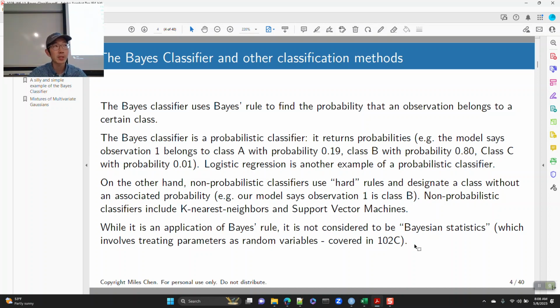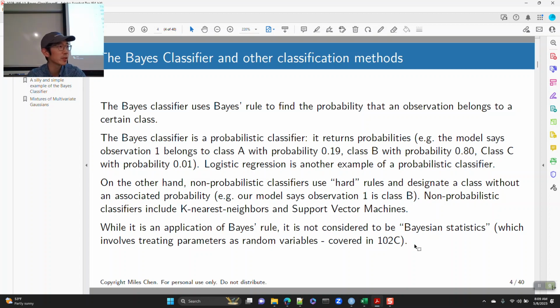So if there's 3 possible classes, and we'll just call them class A, class B, and class C, you'll get a vector of 3 values that add up to 1. So it'd be like A has probability 0.19, and B has probability 0.8, and C has probability 0.01, or something like that. So you get three different values that add up to 1.